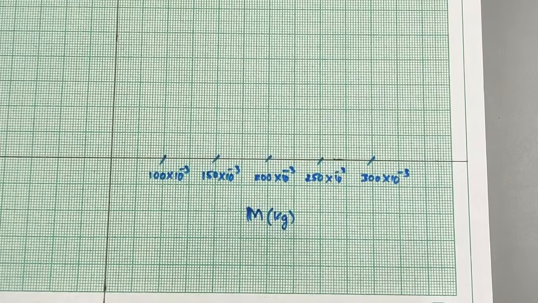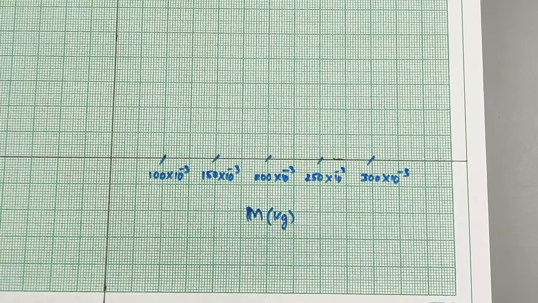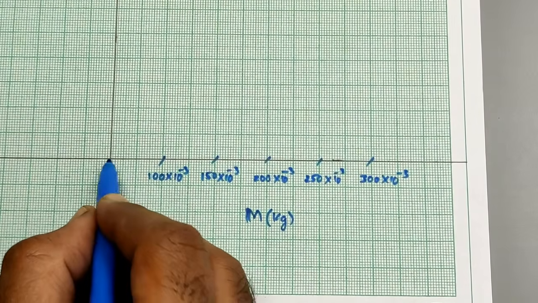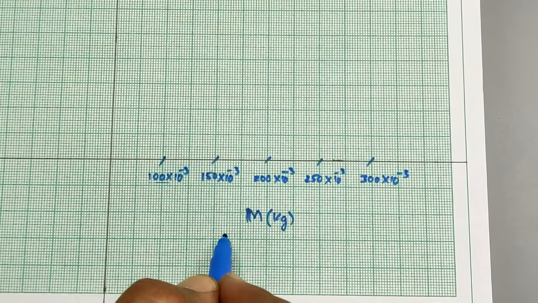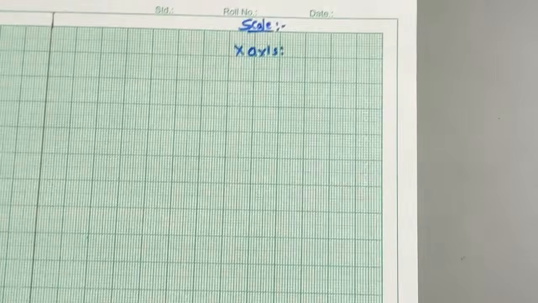So keep the distance more to get a clear graph, right? So for every 2 centimeter, how much have we increased the mass? 50 grams mass we have increased for every 2 centimeter, right? So that's what I am going to write here.